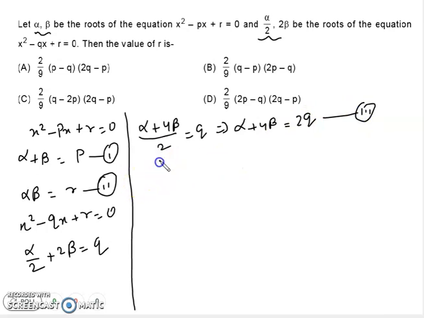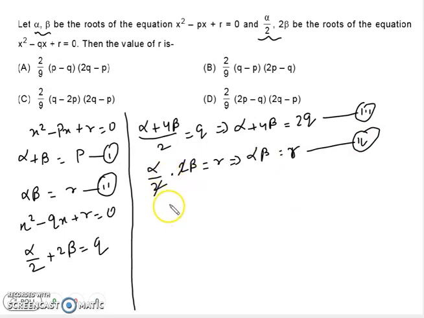Another case is the product of the roots: alpha by 2 into 2 beta is equal to r. After cancelling the 2, alpha beta is equal to r. So this is also the fourth equation.